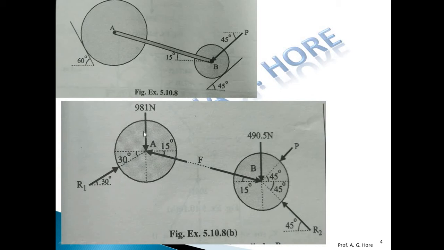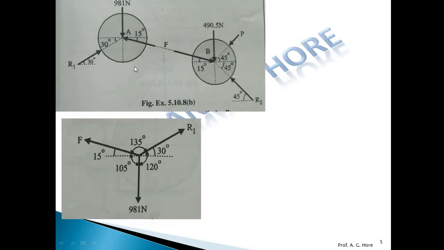So solve first of all the FBD of A. For FBD of A, let's use Lami's theorem. For Lami's theorem, draw all the forces away from the joint. This force is in the second quadrant, having an angle of 15 degrees with the horizontal. This is the downward force and this is the first quadrant force. So draw likewise. Okay, this is the FBD of A.